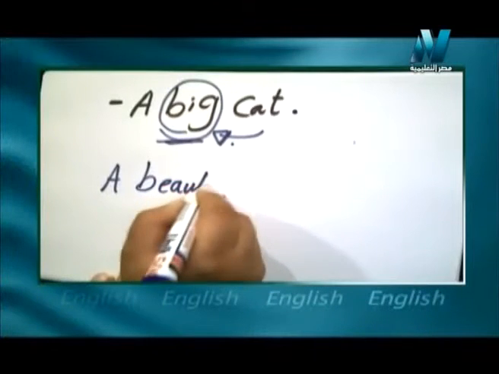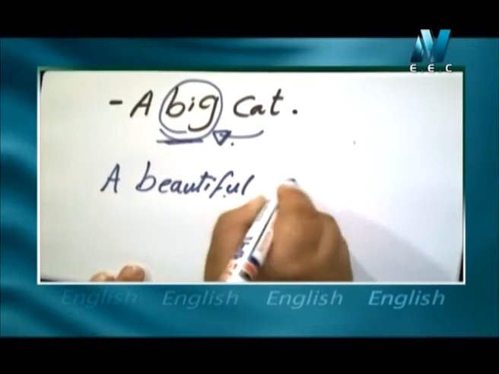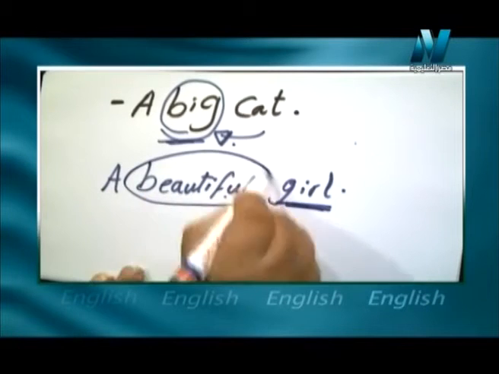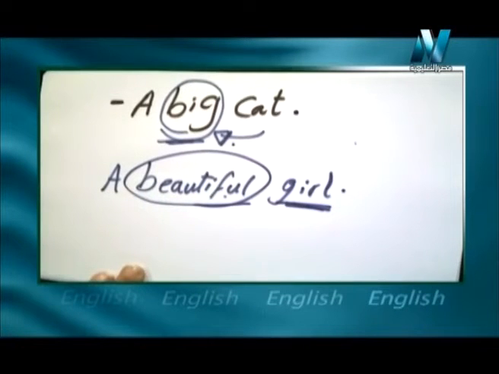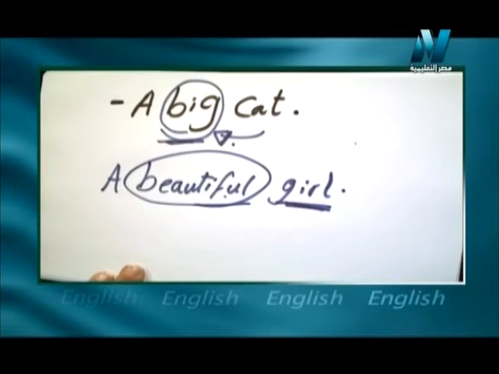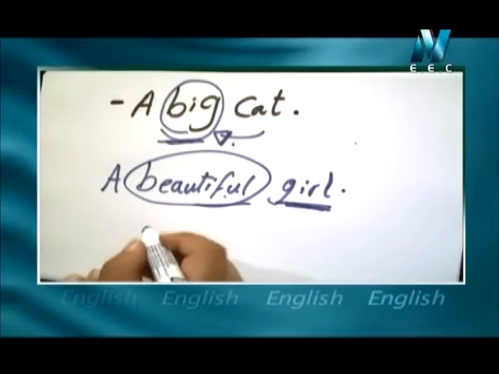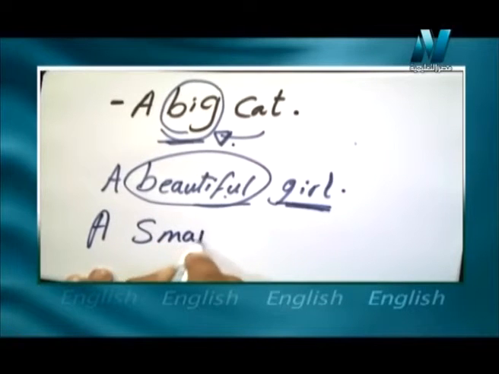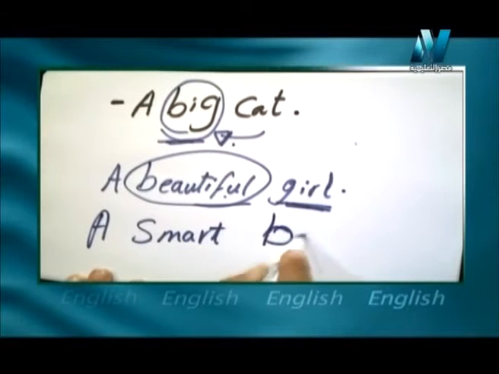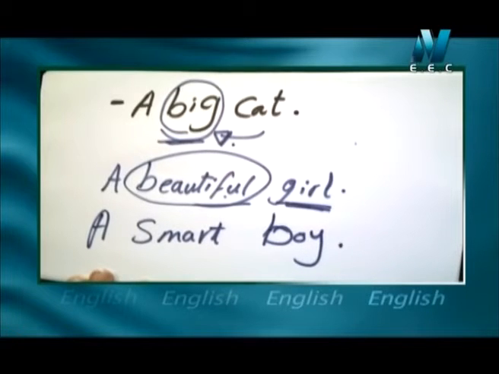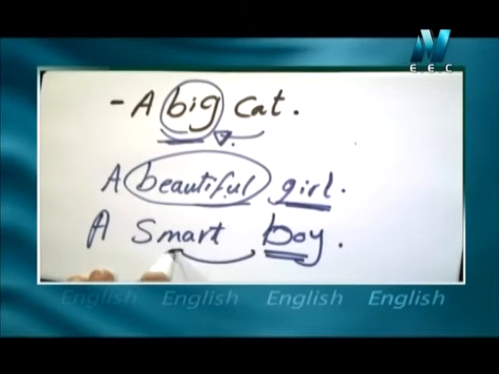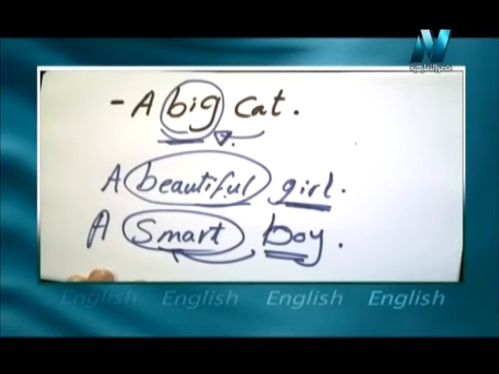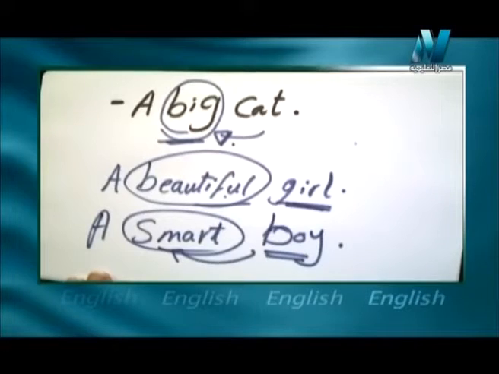A beautiful girl. I'm describing the girl that she is beautiful. I will put the adjective before the word I'm describing. I will put smart boy. I am describing the boy that he is smart, so I put the adjective before the word I am describing.